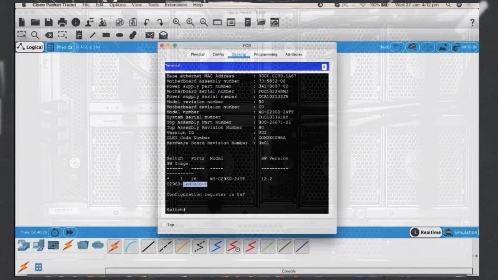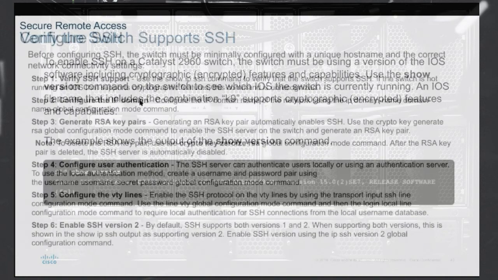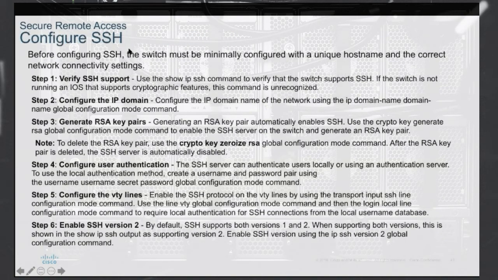It's the LAN Base M, but it still provides some sort of capabilities for SSH. It's not the updated one, but it does also provide. But if you just see K9 as a part of your file name, then it would definitely provide the support. So how do we configure SSH?